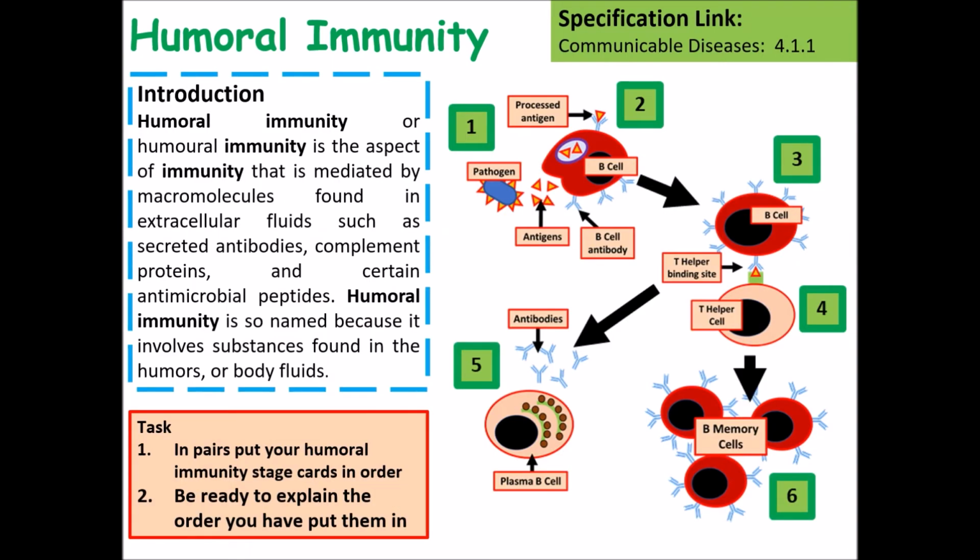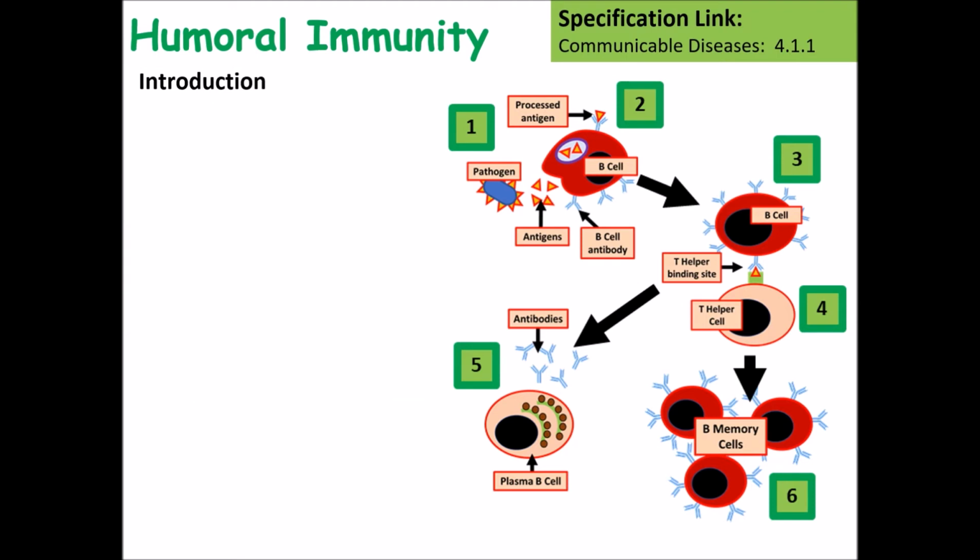So, humoral immunity is the aspect of immunity that involves the production of antibodies and the production of memory B cells. So, in terms of this process going from start to finish, we start off with macrophages interacting with T helper cells which activate them.